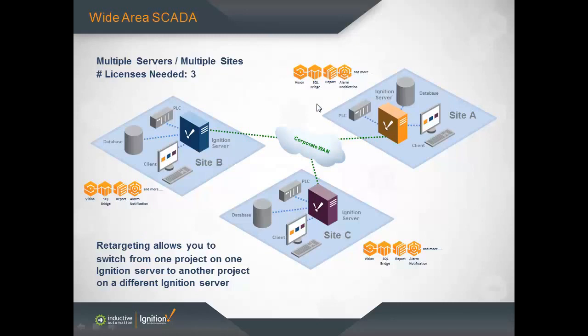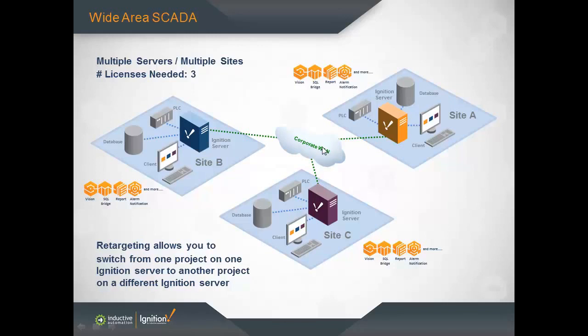Each Ignition server will also have its own set of modules and its own license, depending on the requirements you need at each location. You don't have to have the same exact license across all 3 sites. So here, each Ignition server is connected to its own local PLCs, has its own local database for the historical information, and you're going to have clients opening up a project at each site. So in a sense, all sites are independent. But they are connected through a corporate WAN.